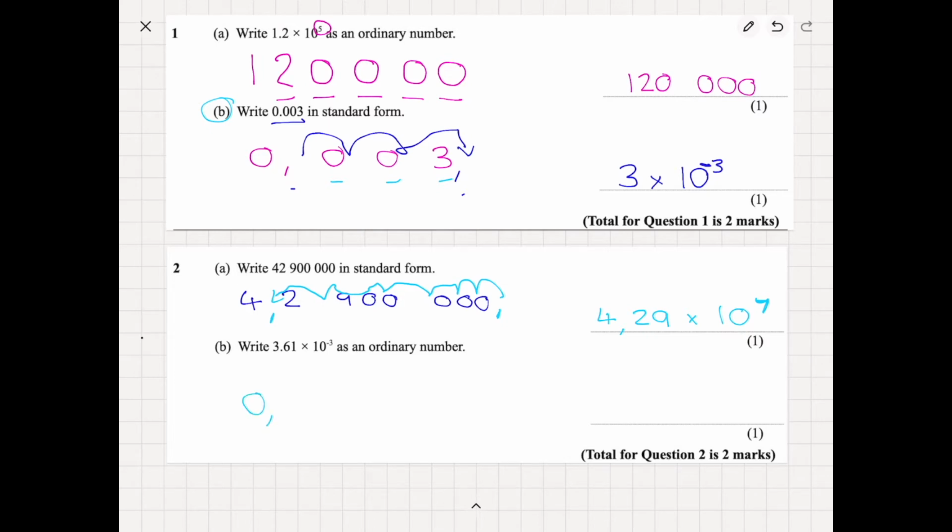So 0 point, now it's automatically going to be 0 point because this is negative. If we see a negative power and we're trying to get it as an ordinary number, we need to write 0 point there. And then we're going to go to 1, 2, 3 decimal places. That's the start of our A value. But don't forget that we've also got this 6 and 1 here. We can't leave that behind, otherwise we've just written 3 times 10 to the power minus 3, which is what we got here. So we need to write just on the end that 6 and that 1. And you'll find that the answer is 0.00361. And that's the first set of questions. All done.